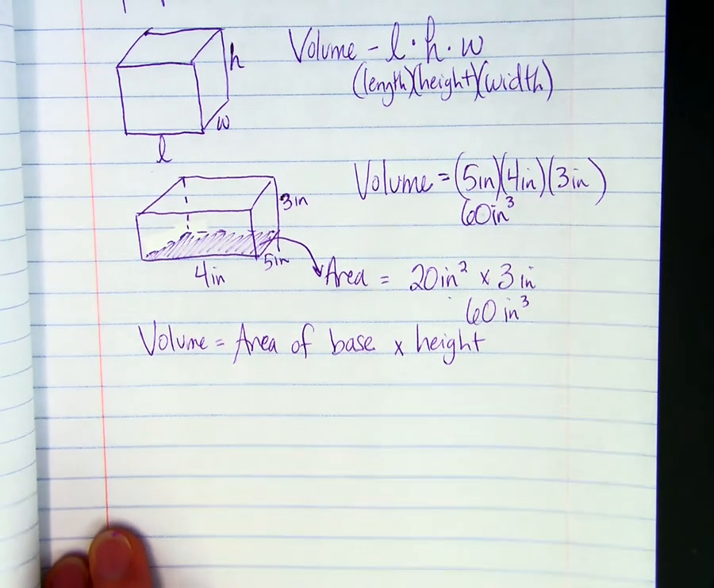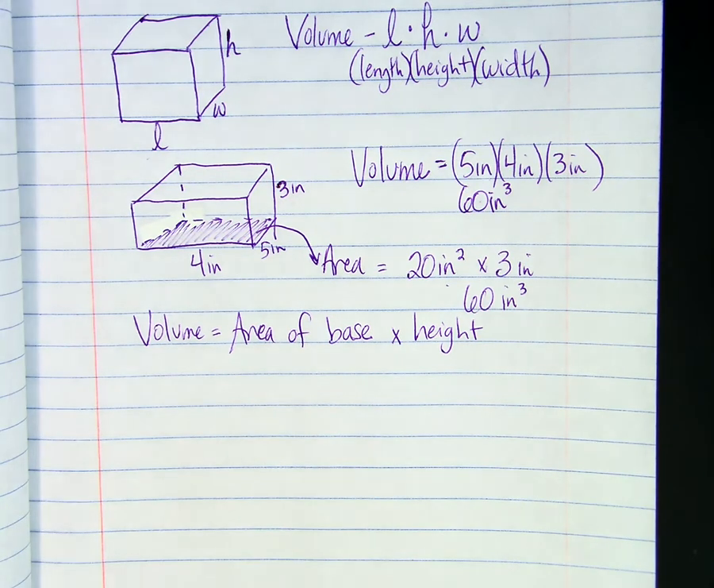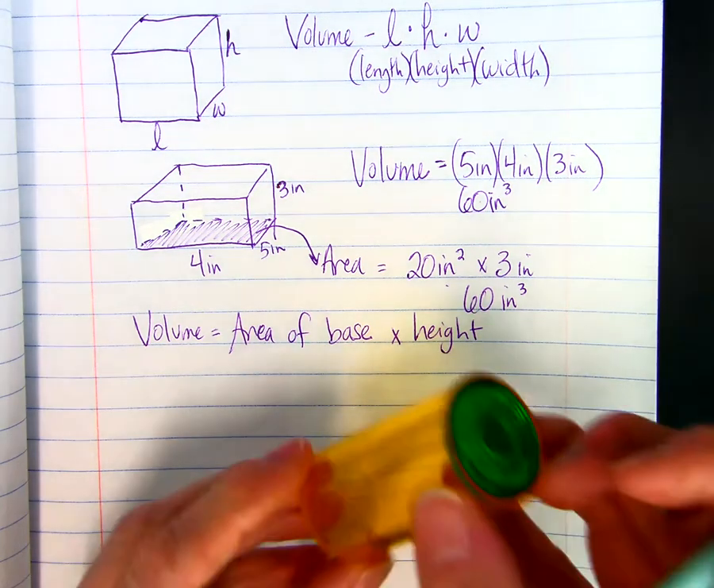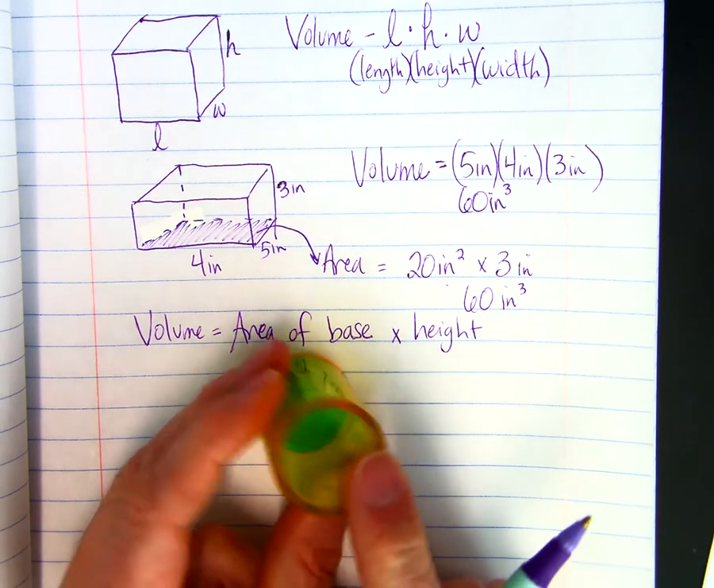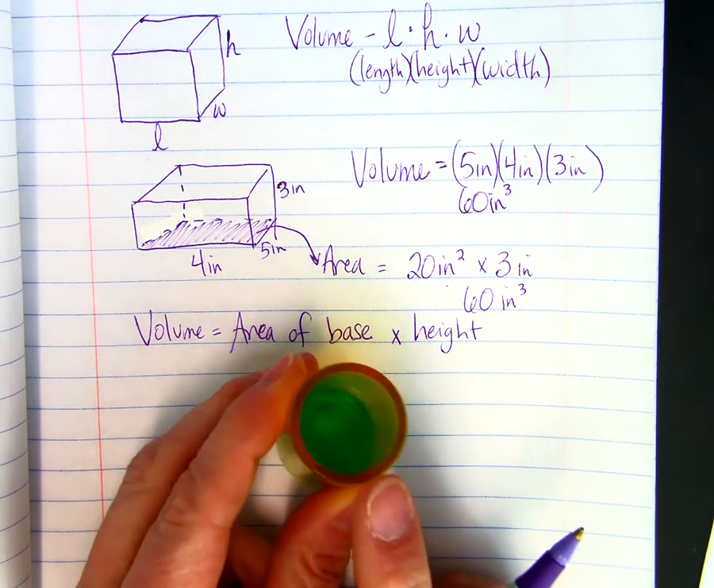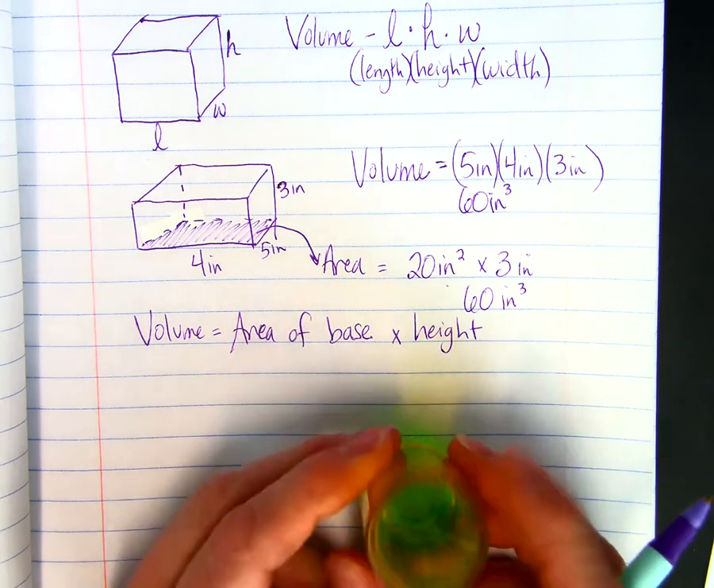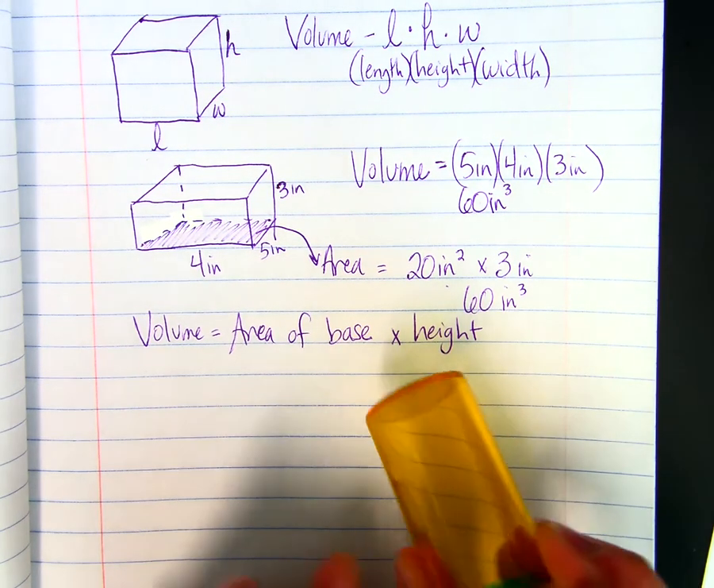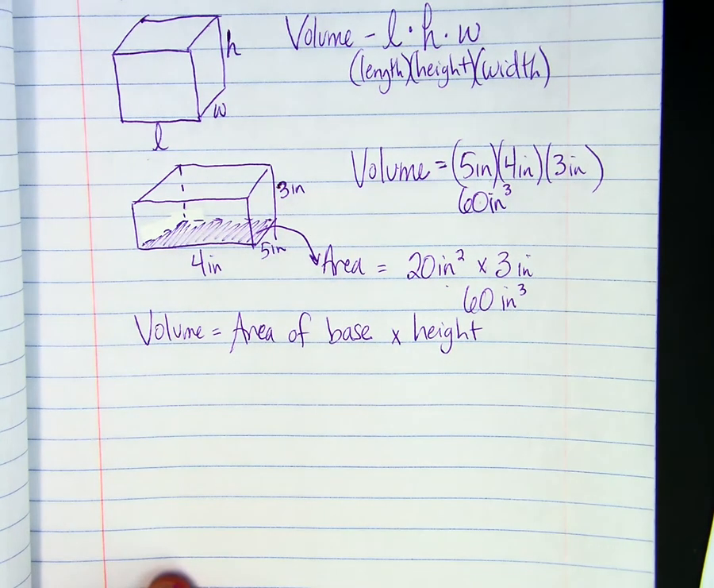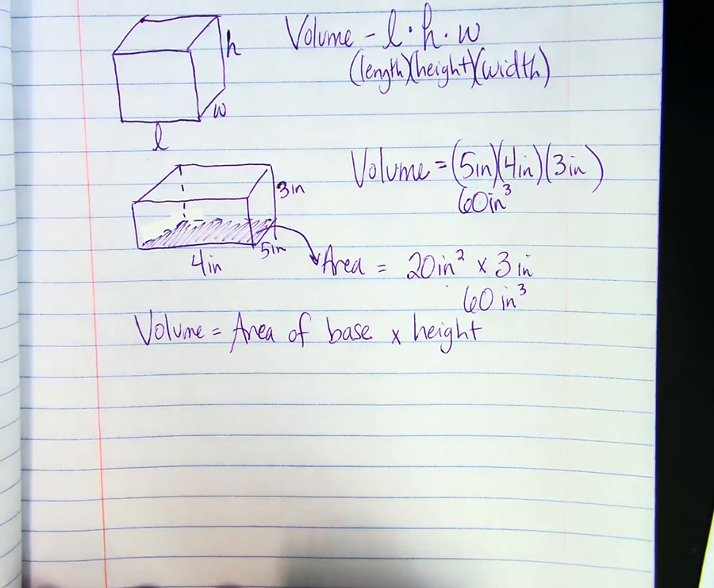So if you are talking about a cylinder, here's an example of a cylinder. The area of the base would be the area of the circle, which you have to remember the formula for, the area of a circle is pi r squared, and then you would times it by the height. And that way you'd find the volume of the whole cylinder.